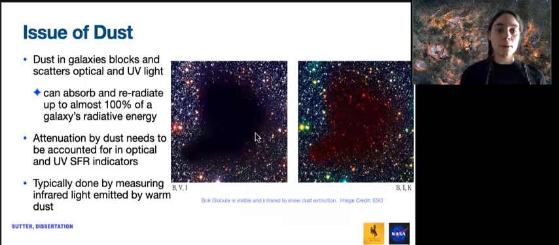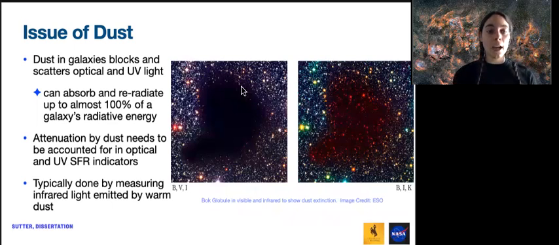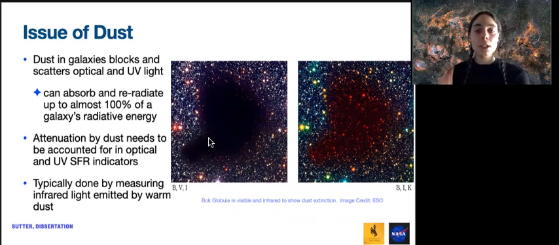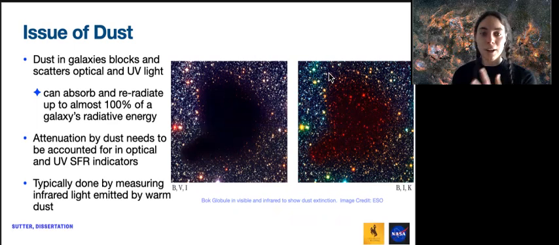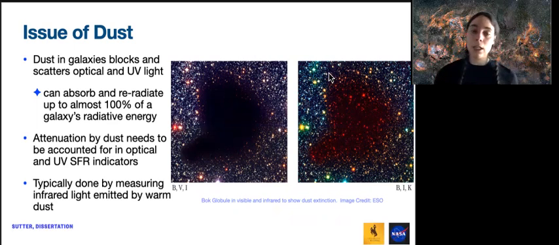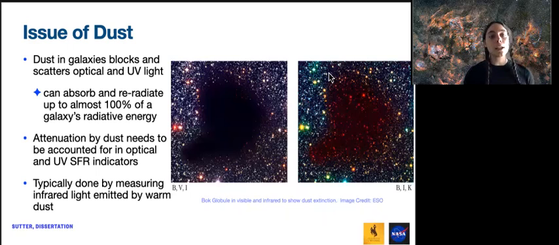This is an example of a dust cloud inside of our own galaxy, where if we look in visible light, it looks like an empty region in space. But if we shift our gaze to look in infrared portions of the spectrum, we can see through it. Depending on the galaxy you're looking at, dust can re-radiate up to almost 100% of the energy from a galaxy. So if we're not taking into account dust blocking the UV and optical light, and H alpha light is in optical, then we're going to be underestimating our star formation rate in a galaxy. So we need to take into account attenuation from dust in our UV and optical star formation rate indicators.